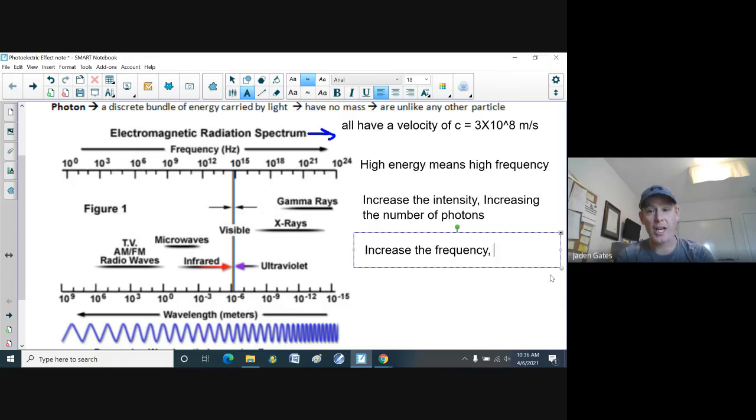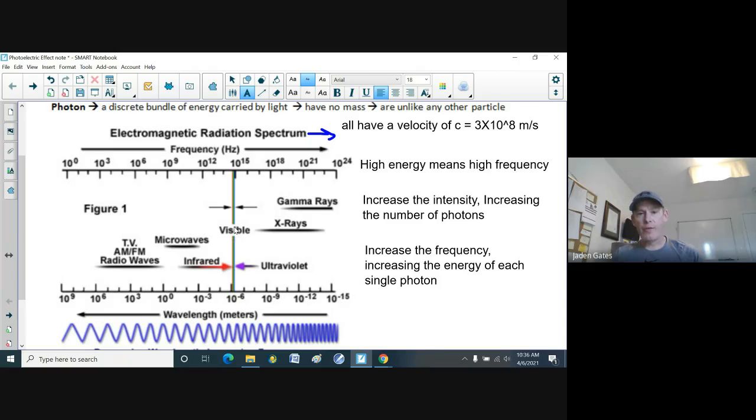Now, if we increase the frequency, that means you're changing what type of electromagnetic radiation you're dealing with. Then you're increasing the energy of each single photon. So the idea here, say with visible light, is that if you increase the intensity, the light just gets brighter. But if you increase the frequency, you no longer have visible light. You're now into ultraviolet light or X-rays or gamma rays. So you're changing the electromagnetic radiation.